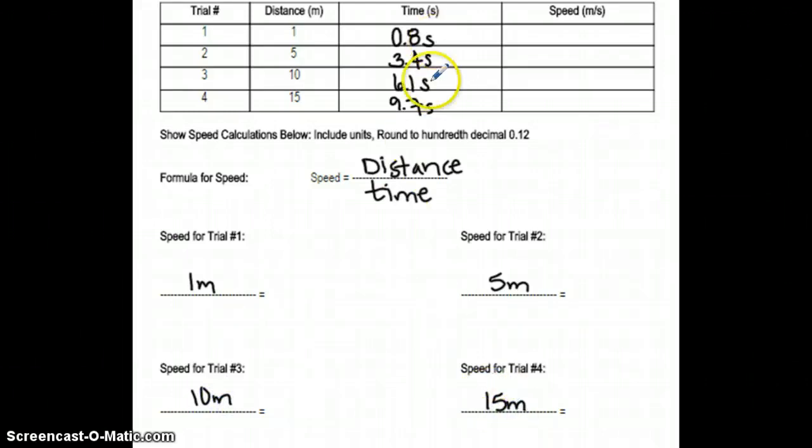Next, I'm going to go through and write down my times that go on the bottom. So for my time for trial 1, I had 0.8 seconds. My time for trial 2 is 3.4 seconds. My time for trial 3 is 6.1 seconds. And my time for trial 4 for 15 meters is 9.7 seconds.